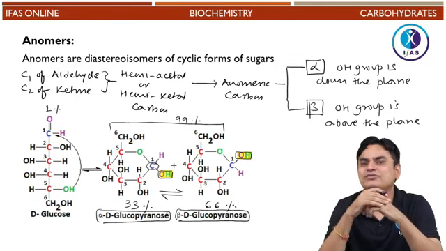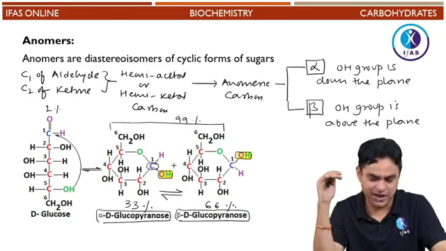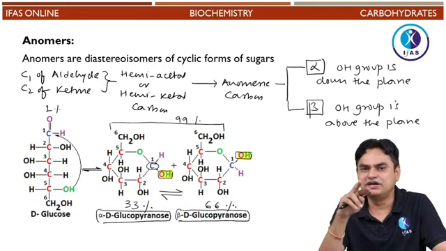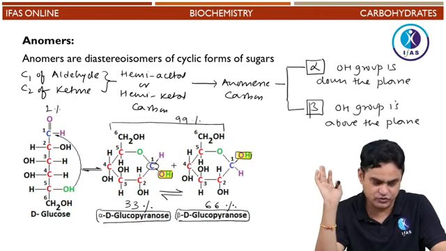And after this, there will be no change because now there is an equilibrium, that is forward rate is equivalent to backward rate. So this phenomenon where alpha D-glucose could convert to beta or beta could convert to alpha until a stable equilibrium ratio is achieved is referred to as mutarotation. Okay, let's move forward.